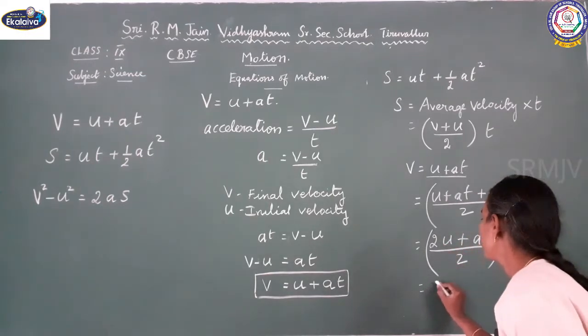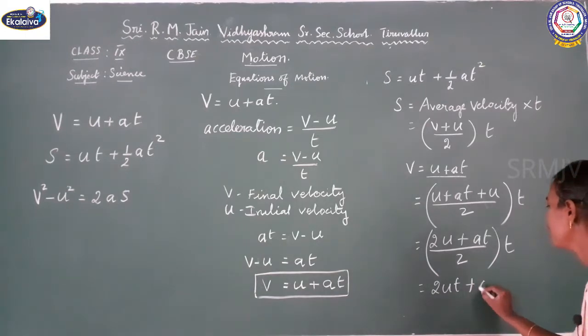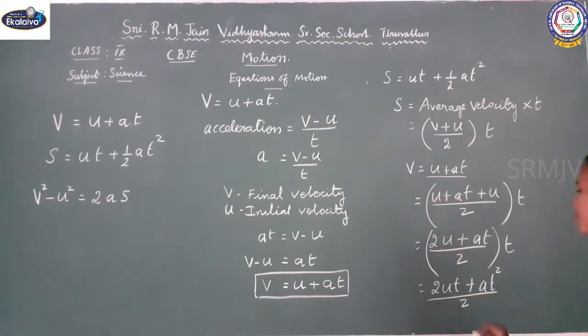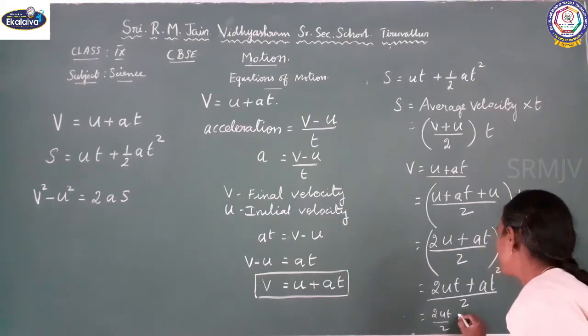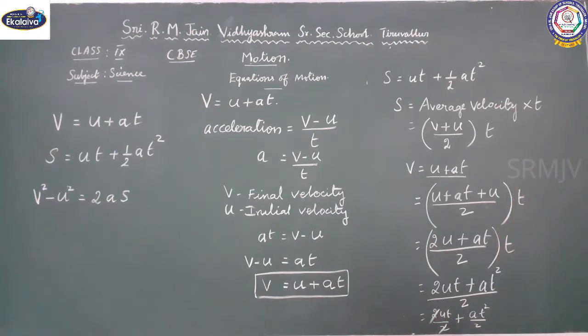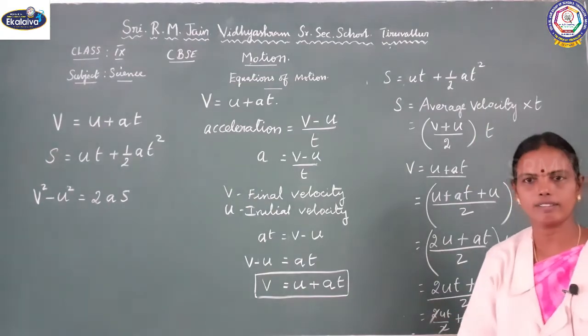So 2ut plus at squared divided by 2. You have to split and write: 2ut divided by 2 plus at squared divided by 2. The 2 cancels. Finally, you will get ut plus half at squared. That is the second equation. s is equal to ut plus half at squared.